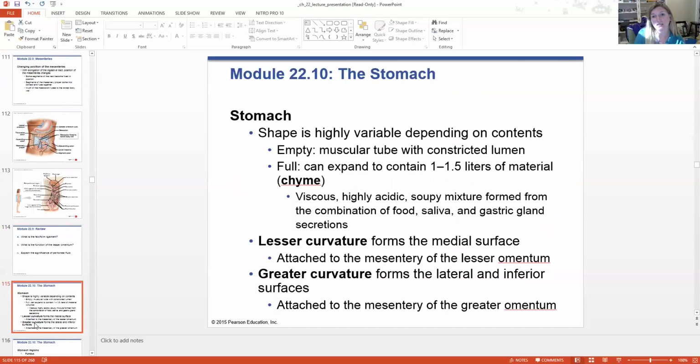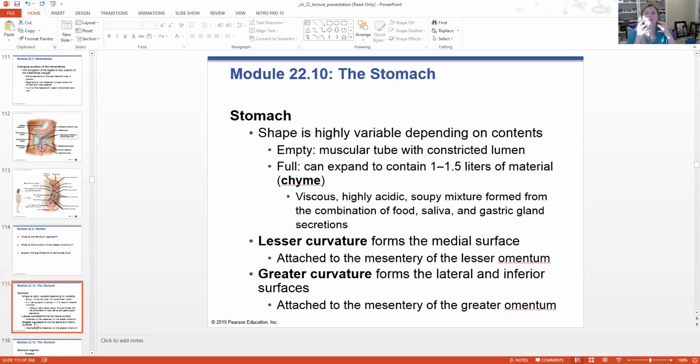So the stomach has a highly variable size depending on what's in it. It can have a very constricted lumen when it's empty, or it can hold up to 1.5 liters. At this point, along the digestive process, we don't call it food. Remember, we started calling it a bolus when it was chewed up and mixed with saliva. Now we're going to call it chyme, C-H-Y-M-E, chyme.